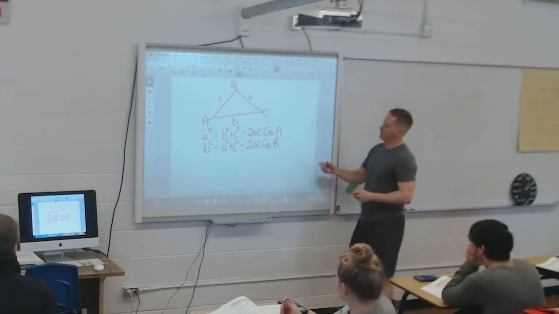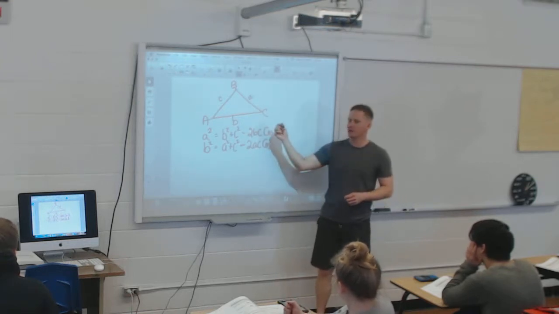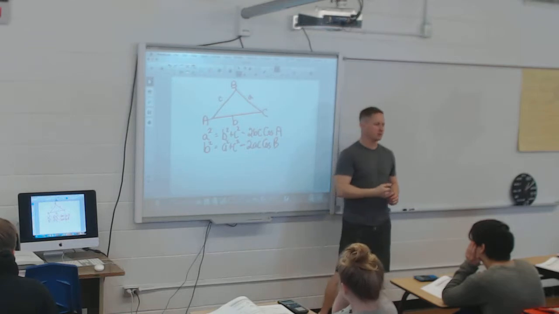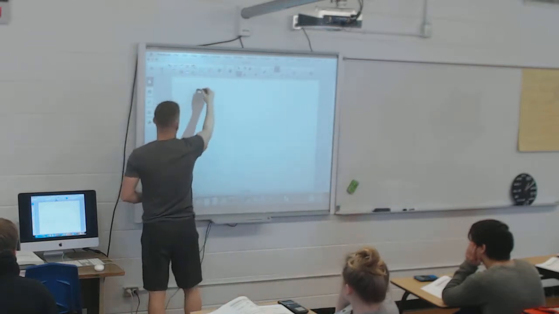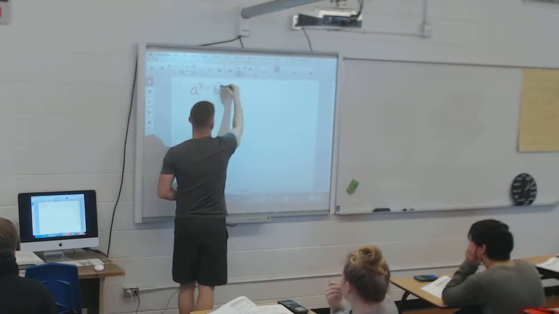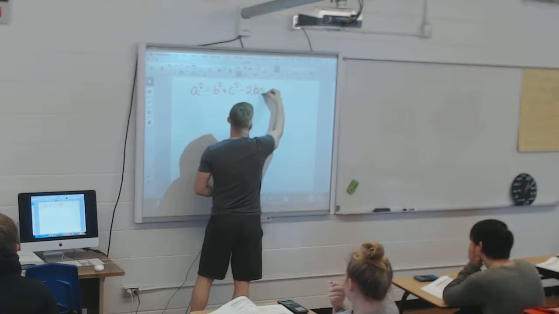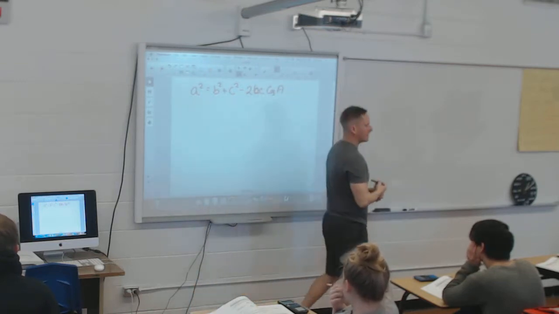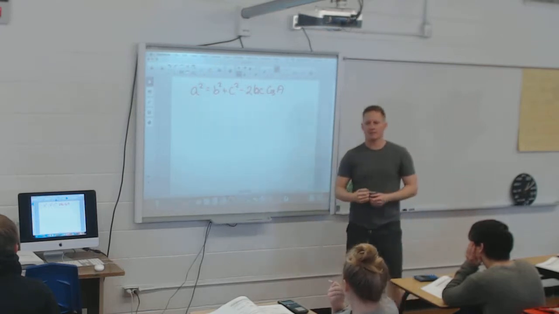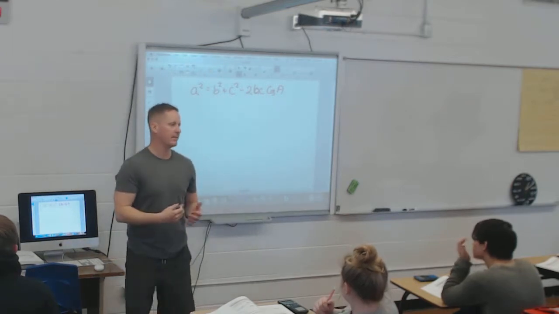Now, if I'm looking for an angle, we still use the same equation. The only thing is I have to arrange the equation so that I get cos A equals. So let's have a look and see how that works. I've got a squared equals b squared plus c squared minus 2bc times the cos of A. So I want to arrange it so that I get cos A by itself.